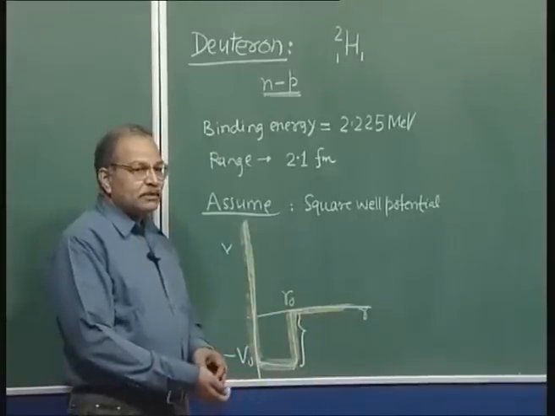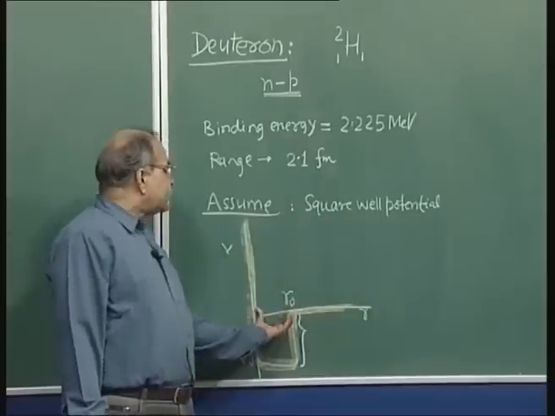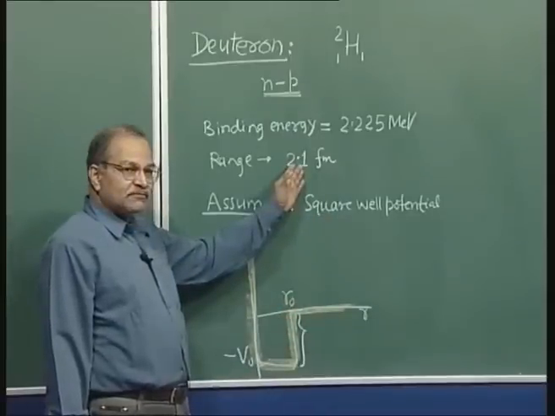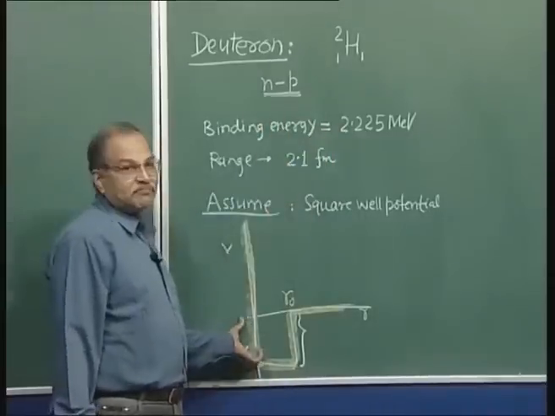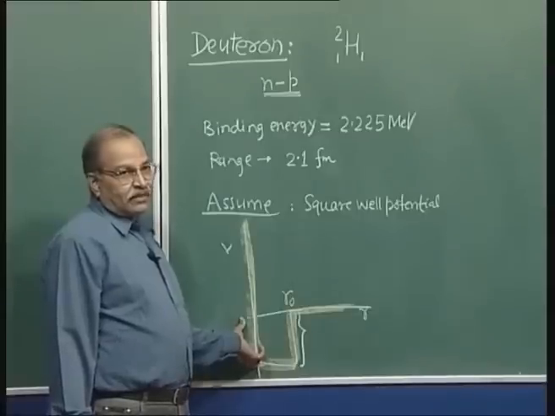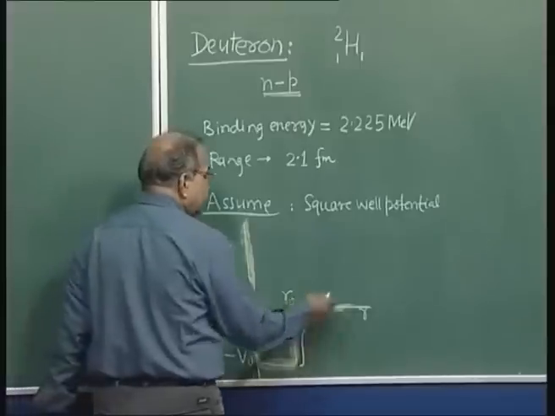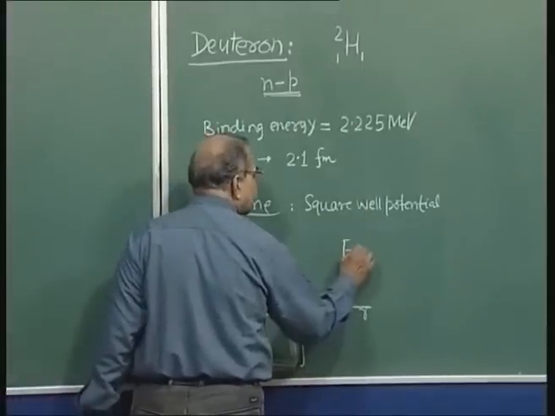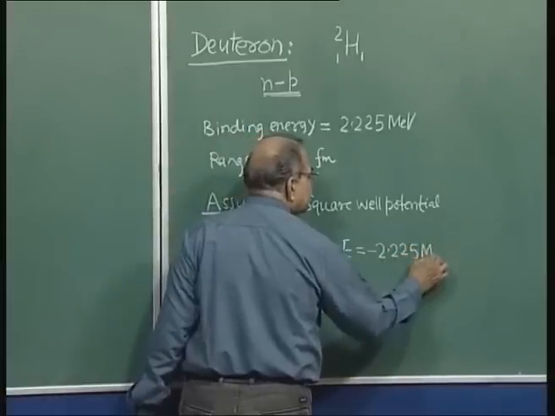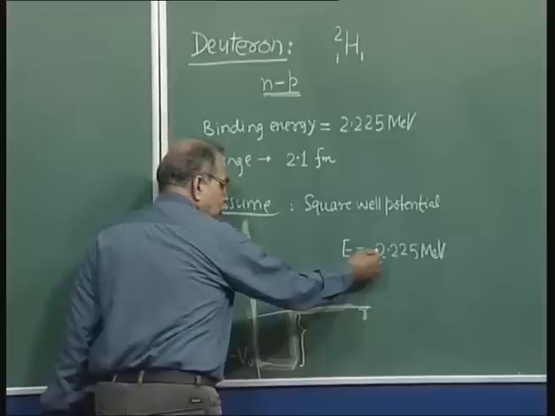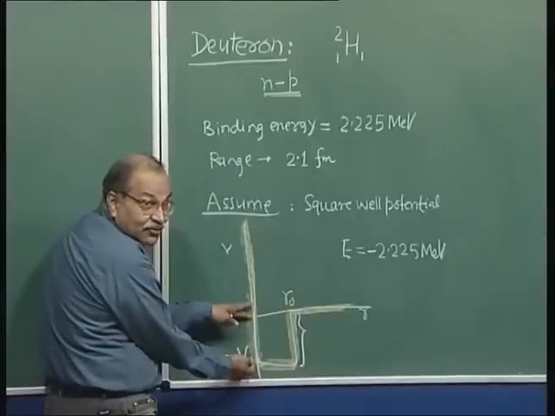So, what will we do? Assuming this square well potential, and assuming that the range is given by 2.1 femtometer and that the binding energy is 2.225 MeV, we will find this depth V naught. And what is this binding energy in this diagram? That means the total energy E of the particle is minus 2.225 MeV. I do not know how many mega electron volts V naught is.